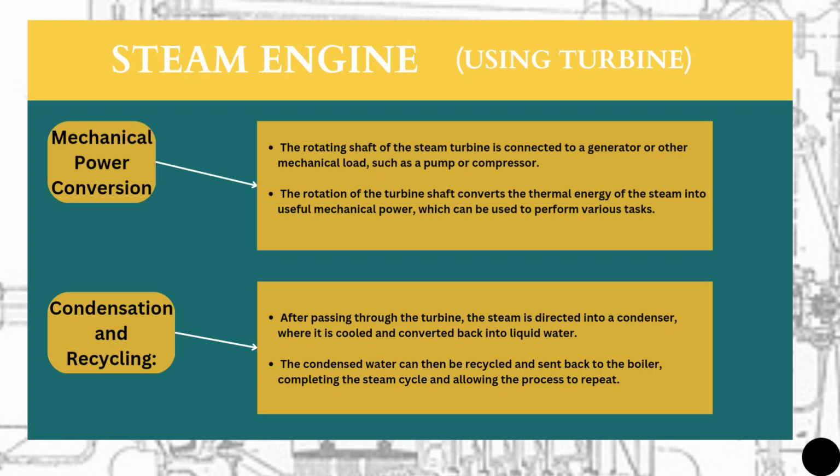Last but not least, condensation and recycling. After passing through the turbine, the steam is directed into a condenser, where it is cooled and converted back into liquid water. The condensed water can then be recycled and sent back to the boiler, completing the steam cycle and allowing the process to repeat.